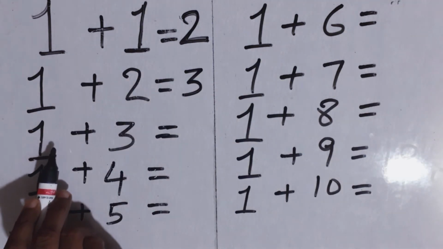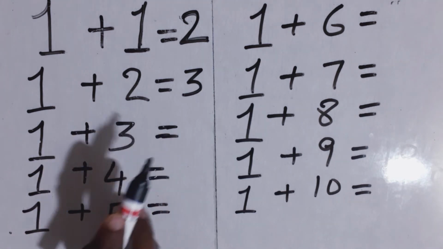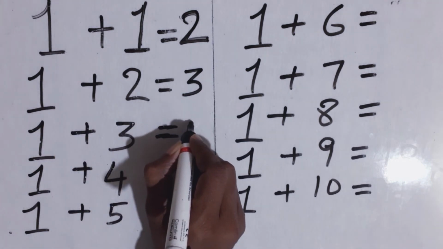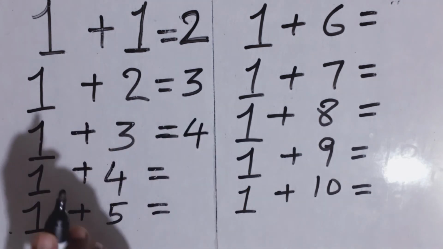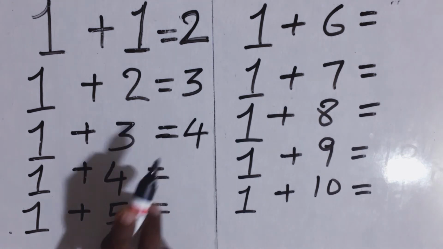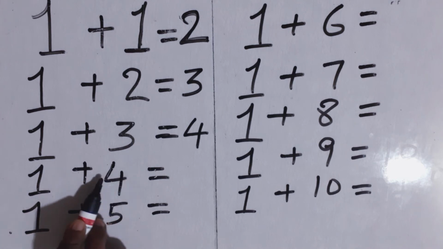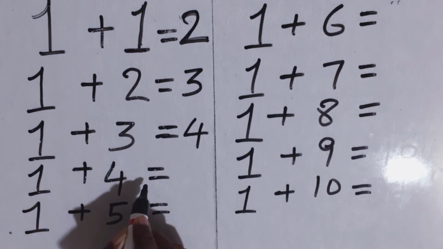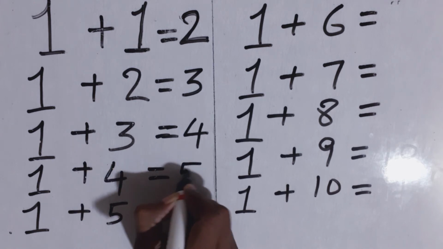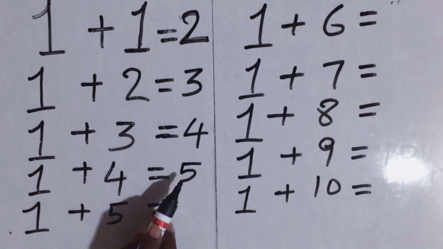Now tell me the answer. What is the answer? 1 plus 3 is equal to. Write the answer here, 4. 1 plus 3 is equal to 4. Now tell me the answer. 1 plus 4. What is the 1 plus 4? 1 plus 4 is equal to, write the answer here, 5. 1 plus 4 is equal to 5.